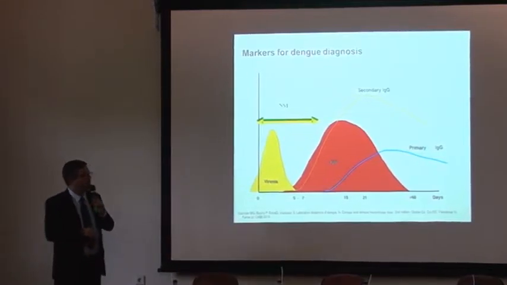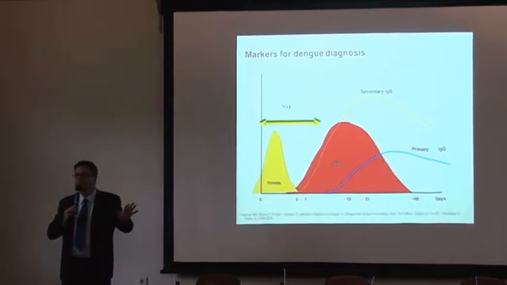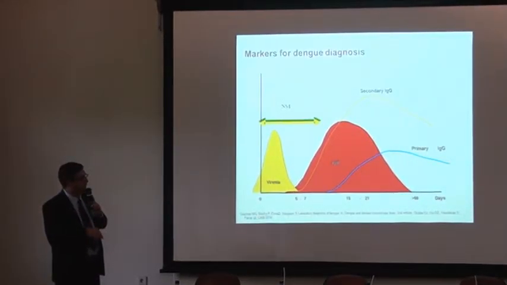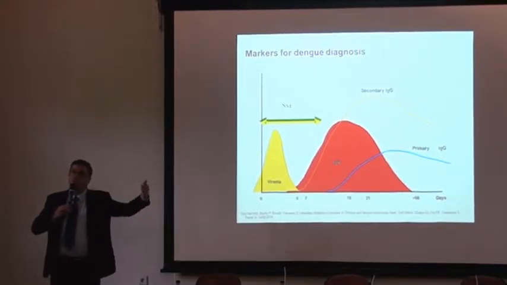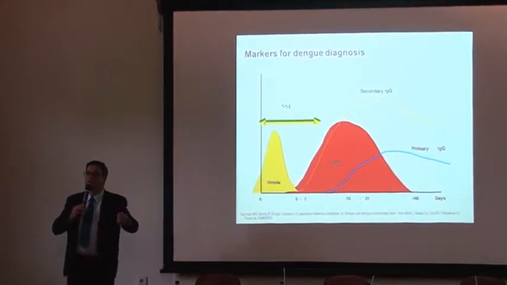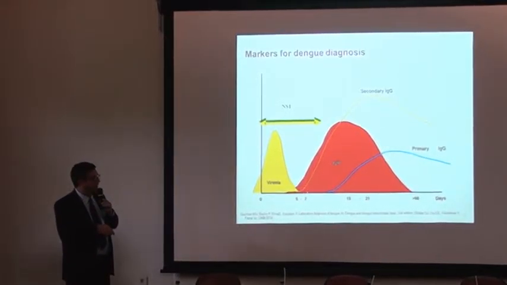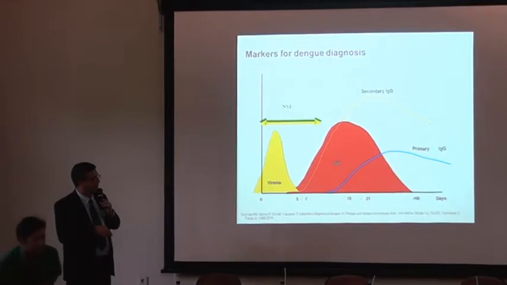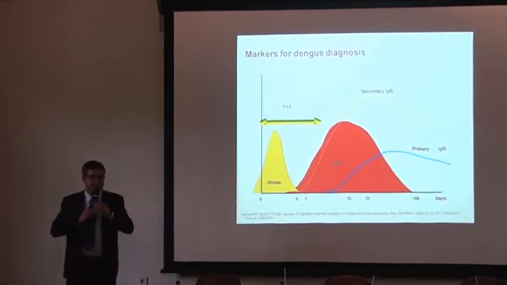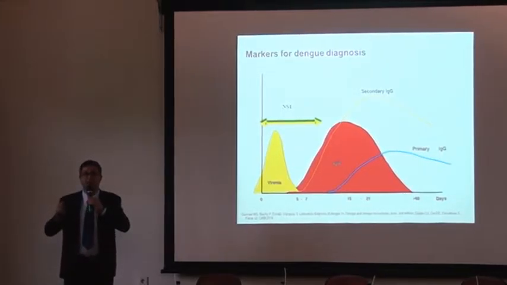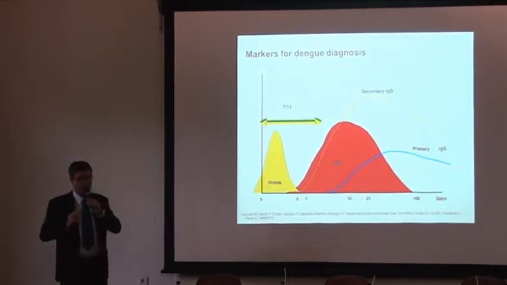So dengue viremia usually starts probably 2 days before the onset of fever, and then lasts for 5 to 7 days. At this time, you start to have a rise of the IgM. In primary infection, when you have the first infection with a dengue serotype, this is a bit delayed. The IgM starts a bit later. During secondary infection, it starts a bit earlier. But in dengue, in around 20% of the cases, you may not find IgM.